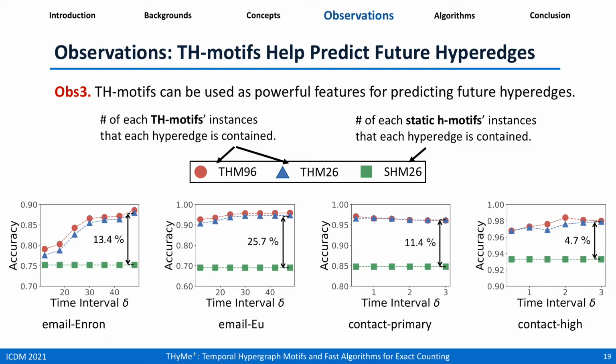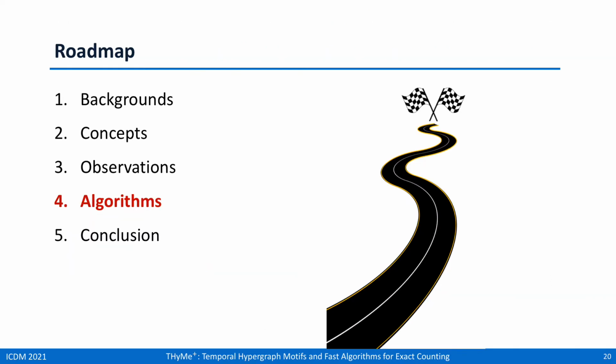As shown in the figure, using TH-motifs as features gives more accurate prediction, indicating that using temporal information is very helpful when predicting future hyperedges. Now let's move on to the methods to count the instances of TH-motifs.